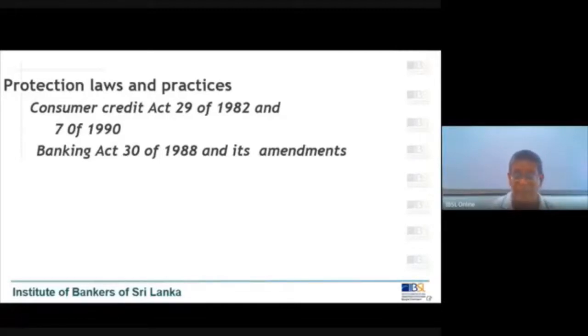Banking Act 30 of 1988 and its amendments. The last amendment took place in 2006. From 1988 up to now, there have been 5 amendments to the Banking Act, just to modify it. Maybe the Central Bank is going to come up with, maybe at the end of this year or next year, a totally new Banking Act, most probably in the latter part of 2020 or early next year. Not amendments, but a totally new act. Then we would have to consider an act number like this into 2021 or things like that, right?